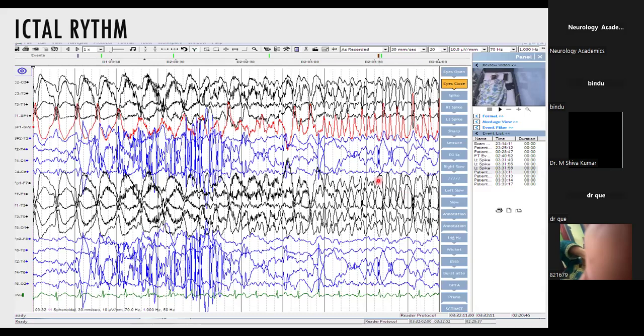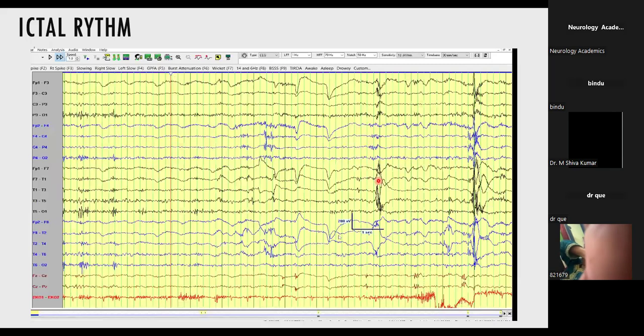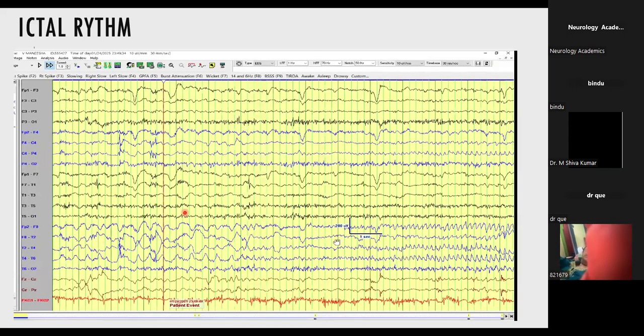This is starting in the right temporal region with a delta pattern, evolving to theta morphology ranging from say 7 to 8 hertz. This rhythm can also be now seen in the centroparietal area, which is an Ebersole type 1B.